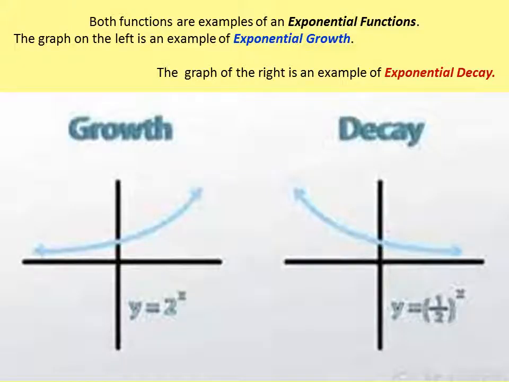Both functions are examples of exponential functions. The graph on the left is an example of exponential growth. Notice as you go from left to right, the graph goes up. The graph on the right is an example of exponential decay. Again, as you go from left to right, the graph goes down.